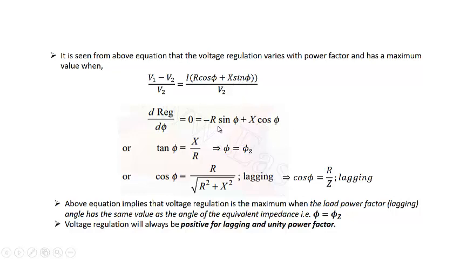That means r sine of phi should be equal to x cos of phi. That means sine phi by cos phi should be equal to x by r. That is, tan phi should be equal to x by r. In that case, this phi should be equal to phi z.